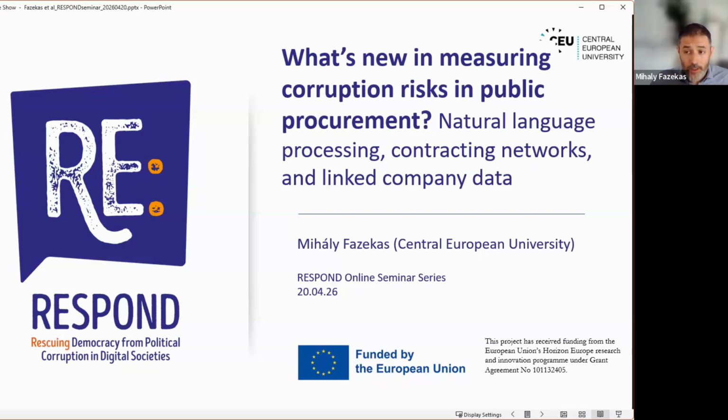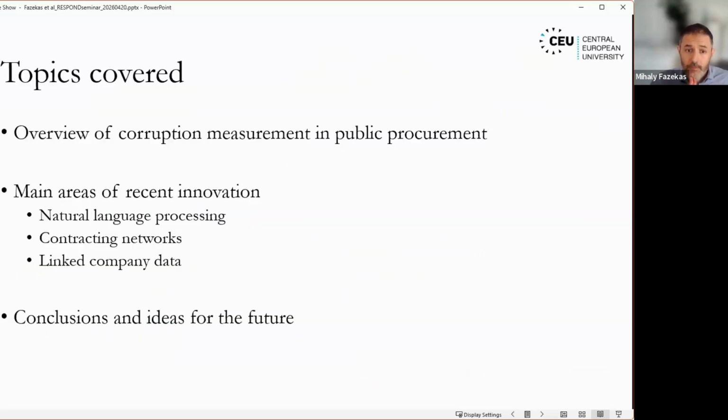What I'm going to present is recent research within Respond, but these papers have not been written in a void. So many of them have been developed as part of a PhD in the Central European University or some other projects. So it's really a kind of snapshot of where Respond is, where the thinking in Respond is.